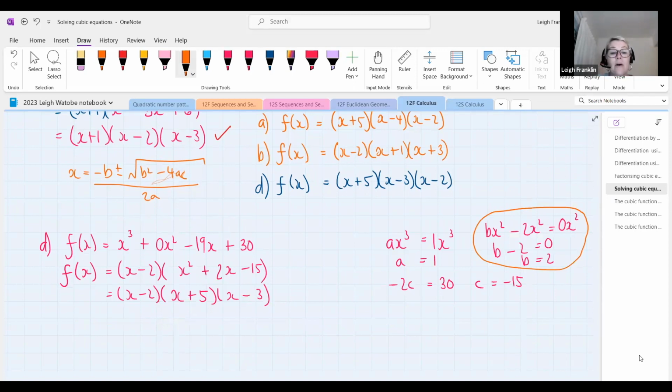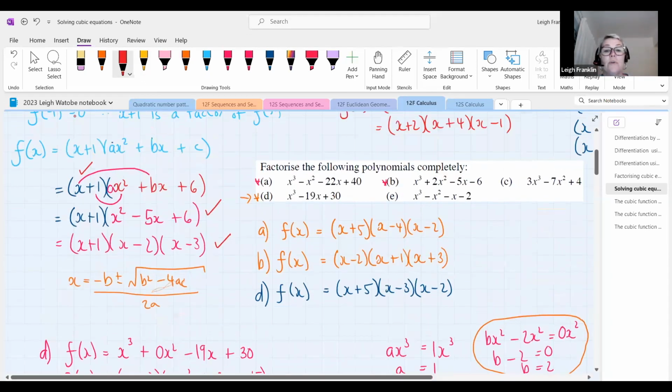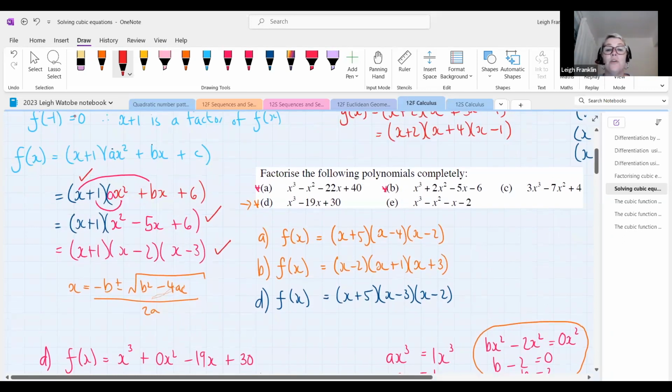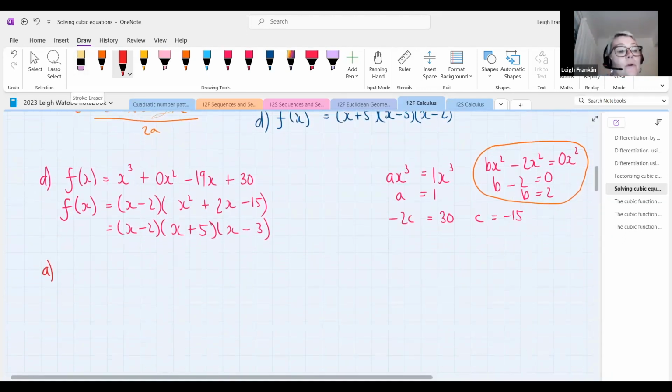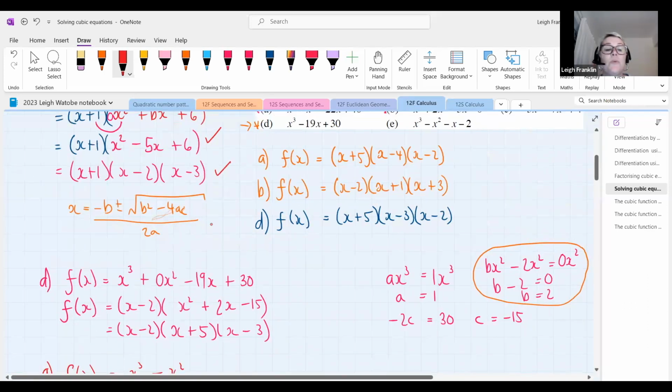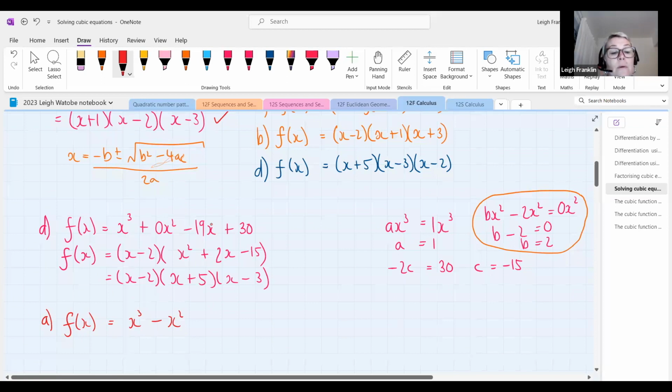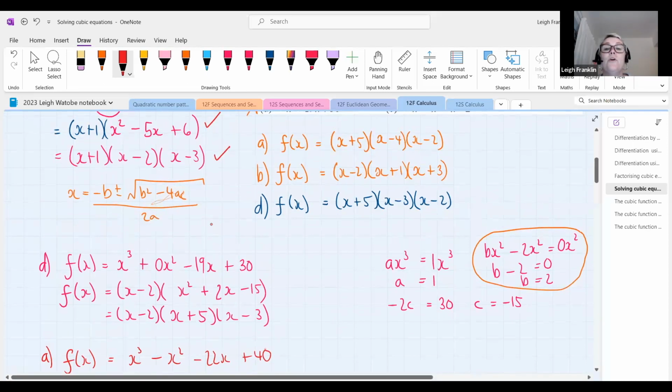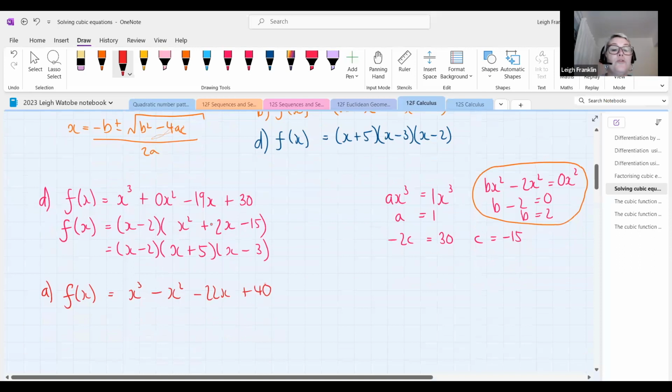Emmeline, watch carefully now. All right, I'll do A again. So let's just see what question A was. Okay, let me just go up. So A was x cubed minus x squared, and then it was something minus 22x plus 40. Okay, so let's say you used 2 as your factor.